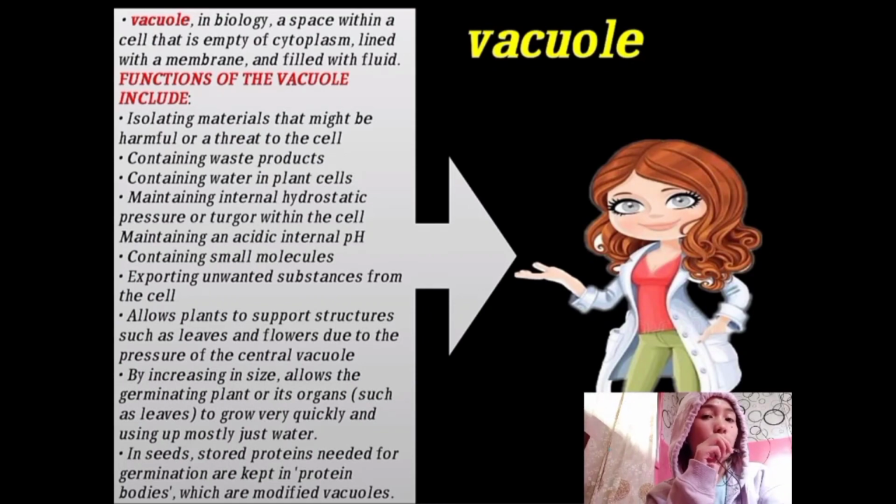So the last one is that in seeds, stored proteins needed for germination are kept in protein bodies, which are modified vacuoles. So in seeds, it stores the proper proteins that are necessary for development, and they are kept inside the protein bodies, which are called modified vacuoles.